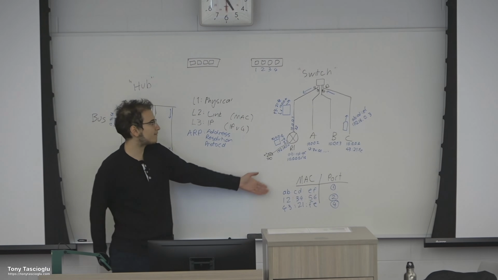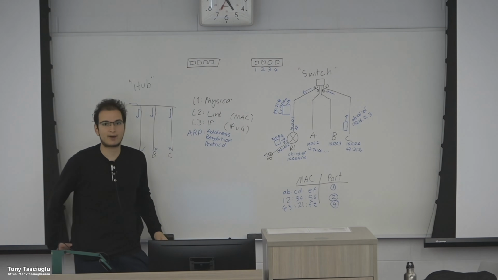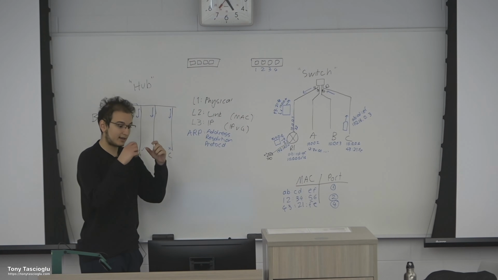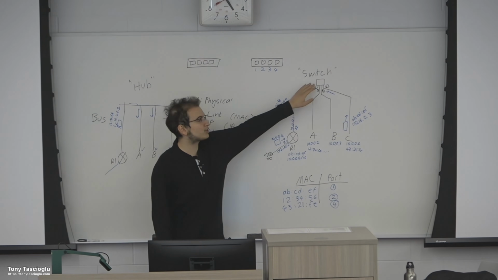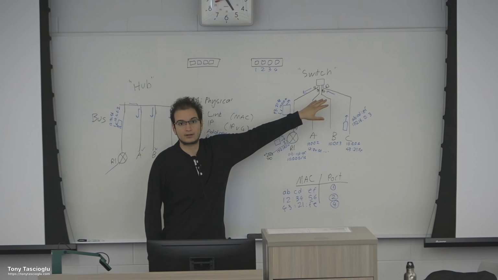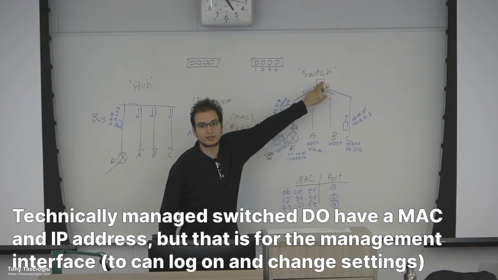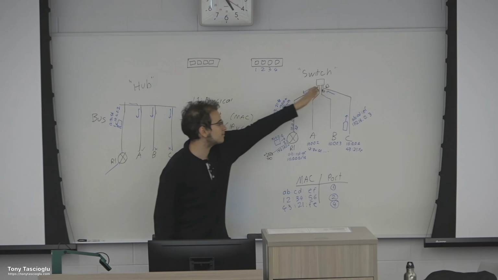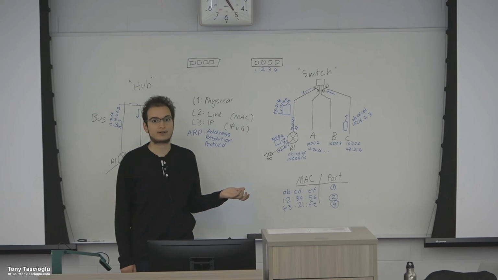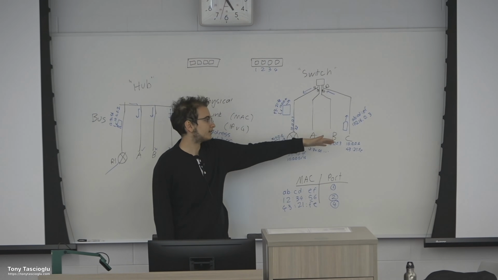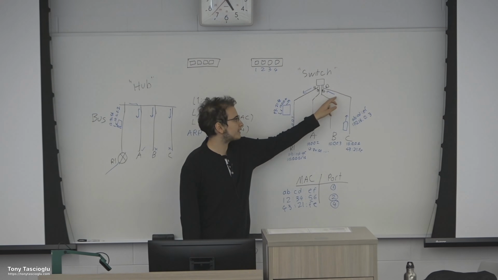Completely transparent. If it doesn't know, it sends it to everyone. If it does know, it sends it to the right place. The way it learns is when it gets something coming into it, it snoops on who sent this to me. And by the way, switches don't have MAC addresses on their interfaces. This is why they're completely transparent. C doesn't even know there's a switch here. As far as C is concerned, it's plugged straight into the router. As far as A is concerned, A is plugged straight into the router, right? It's completely transparent. So this entire learning thing happens transparently, but also none of these interfaces have MAC addresses.